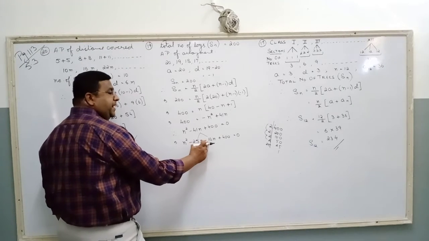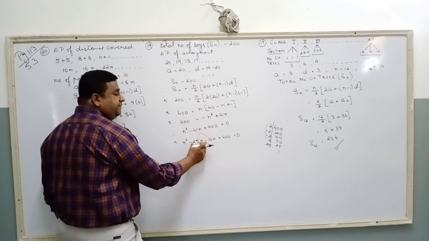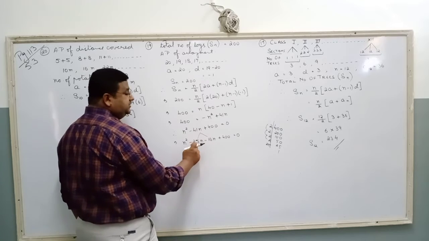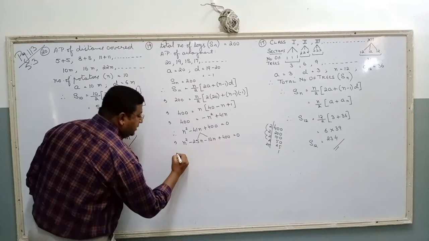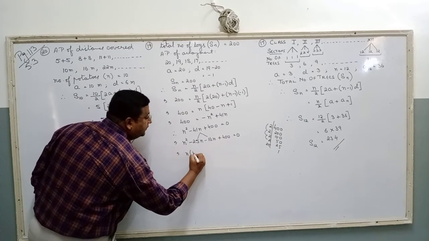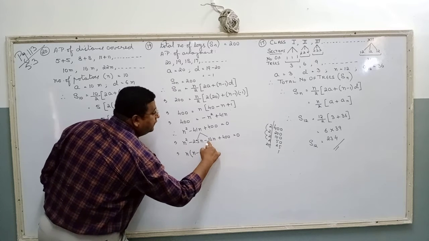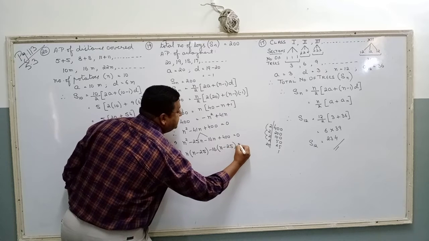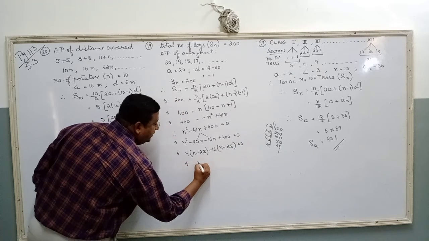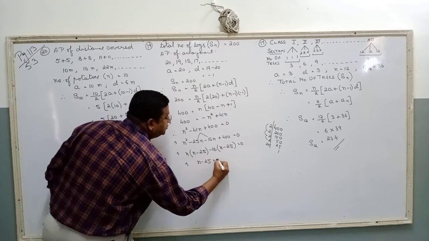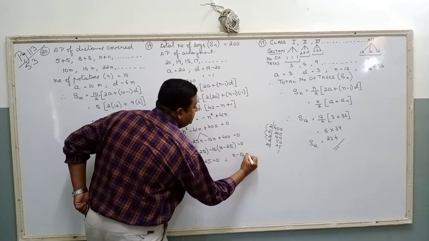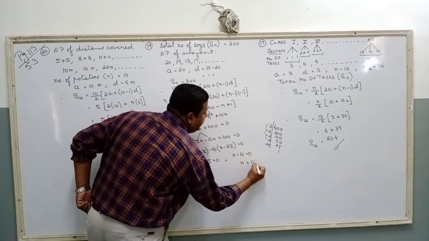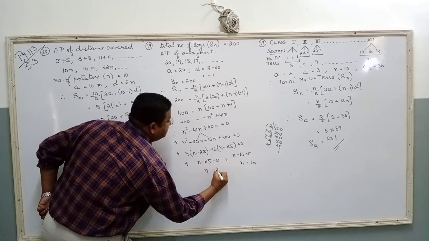Minus 25n and minus 16n make minus 41n, and when you multiply both of them, minus into minus is plus, 25 16s are 400. So my factors are: n is common from the first, n minus 25. From here minus 16 is common. What is left? n minus 25 is equal to 0. One factor, n minus 25 is equal to 0, and n minus 16 is equal to 0. So n is equal to 16 and n is equal to 25.